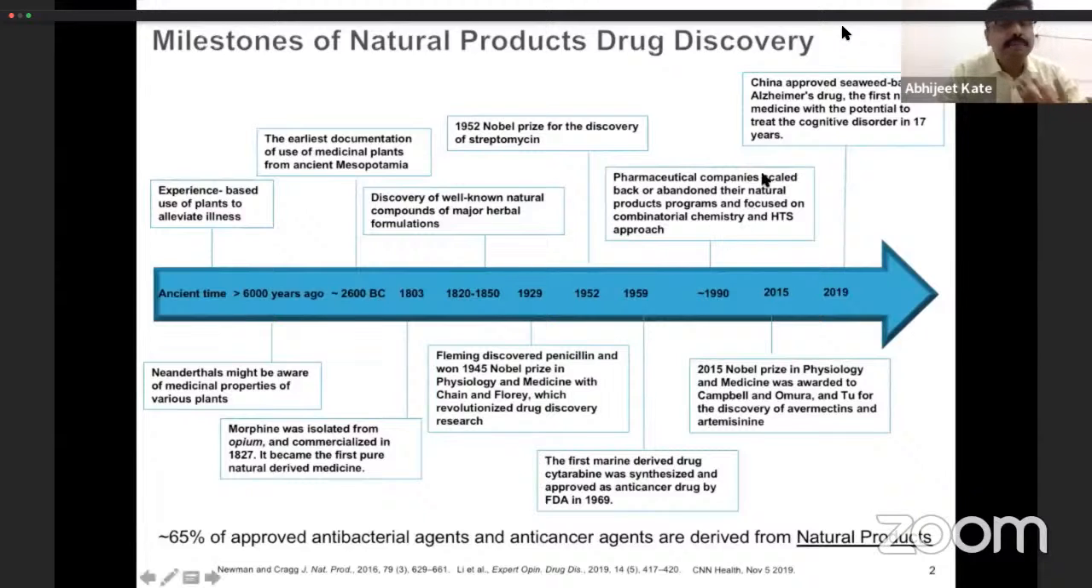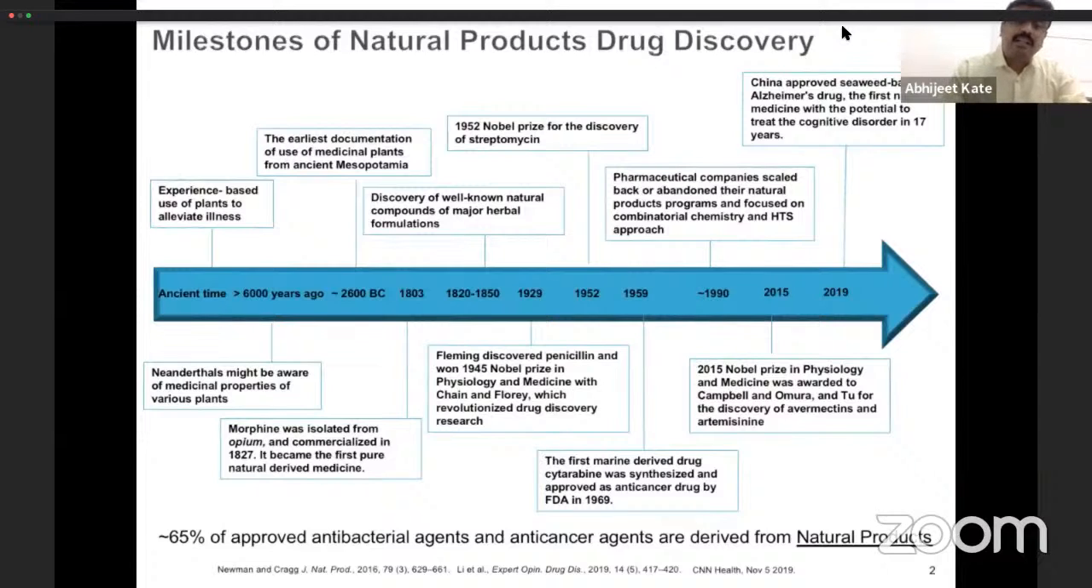And then recently in 2019, or around that, China has approved the seaweed-based oligomanate compound for Alzheimer's drug, which is also suggesting that people are still working in this area and trying to help in the medicinal field. If I give you a brief summary, I would say in anti-cancer drugs, 60% of molecules are from natural products.